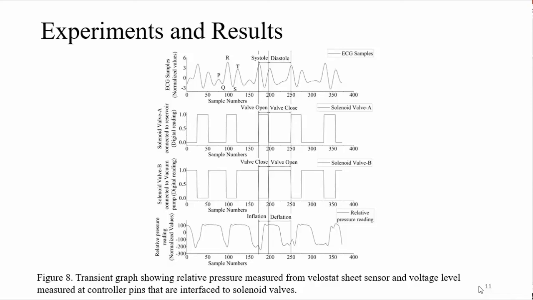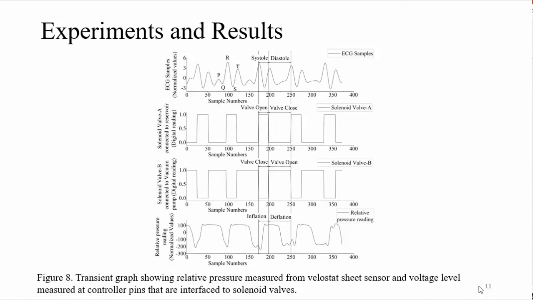This is what I spoke about, the two valves, the valve A and the valve B. So when your valve A is open, that is when your balloon inflates. You see a graph here that is inflating. You see a ramp up here. That is when your inflation happens. You cut off the valve A and now your valve B is open. That is when it deflates.